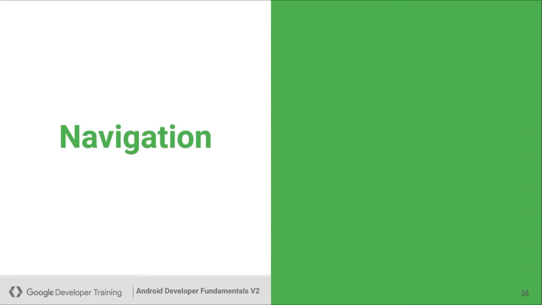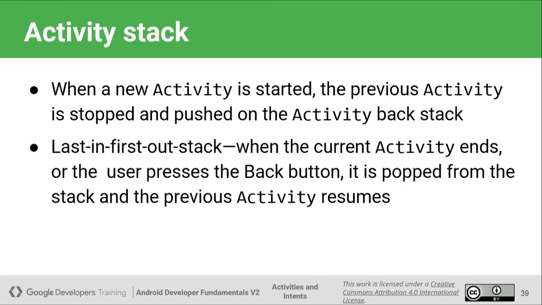So there is another mechanism which is called navigation. So what is navigation in an Android app? When a new activity is started, the previous activity is stopped and pushed on the activity back stack. Activities have different life phases and life statuses. The previous activity is stopped, its state is kept, and it is pushed on the back stack, so that later on we can get that activity.